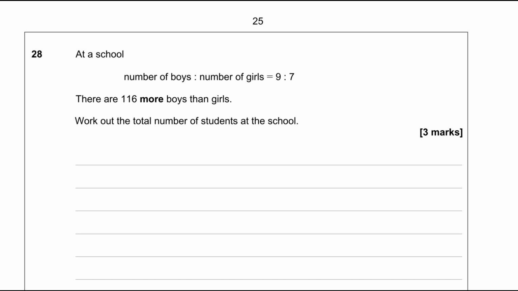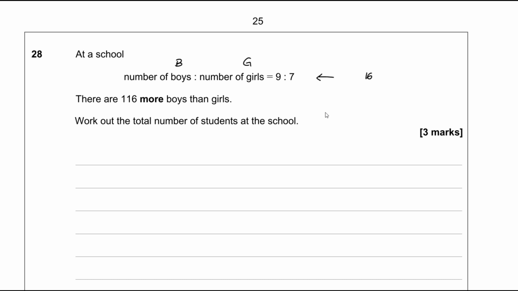Question 28. At the school, the ratio of the number of boys to the number of girls is 9 to 7. There are 116 more boys than girls. Work out the total number of students at the school. Let's take this information first. Boys and girls. I'll say this is B and this is G. So the 9 parts and 7 parts, altogether they make 16 parts.